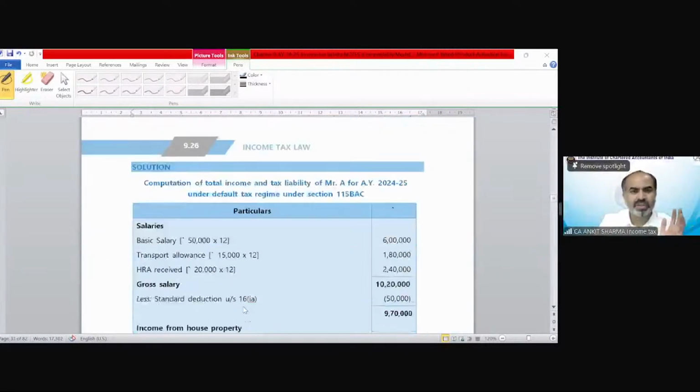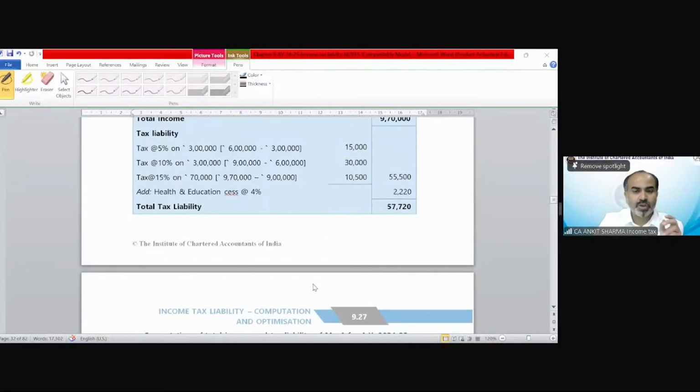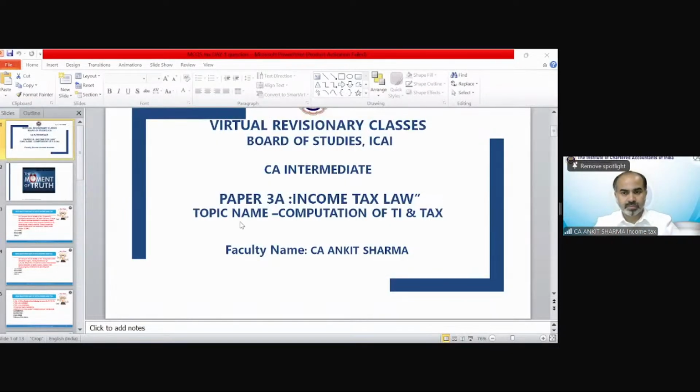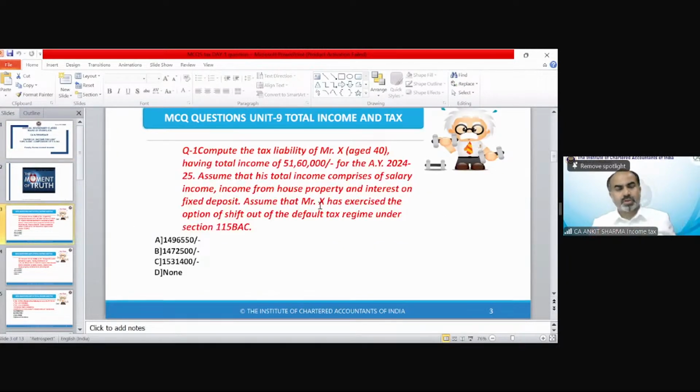The theoretical part, you must have gone through these provisions. So now we are discussing the MCQs. You should have a paper, pen, and a calculator with you because you have to do a lot of calculation. I will give you a question, you have to calculate, and then we will solve it together. I hope you all are ready. Here is question number 1 for all of you.